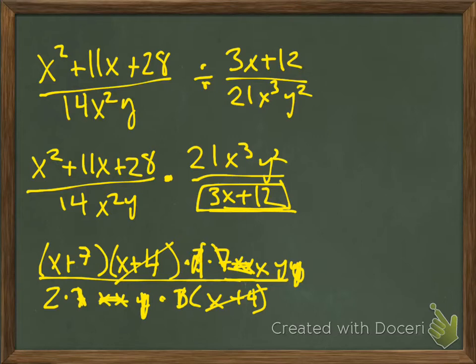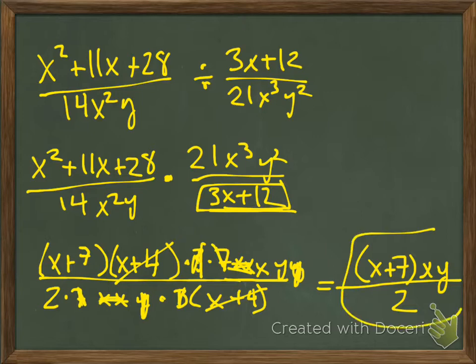And when that's all said and done, all I'm left with is an x plus 7 on top with an x and a y. And on the bottom, all I'm left with is a 2. And that's my answer. Leave it like that. I don't expect anything else beyond that.